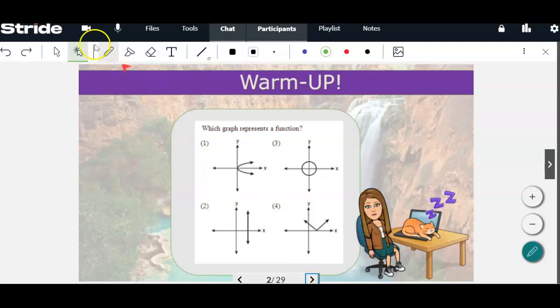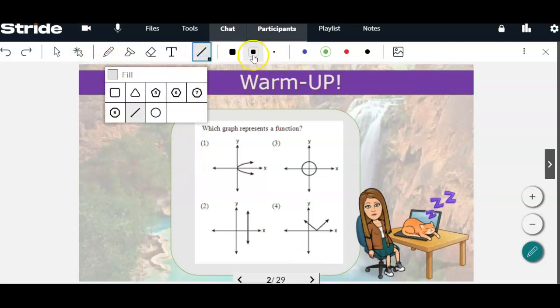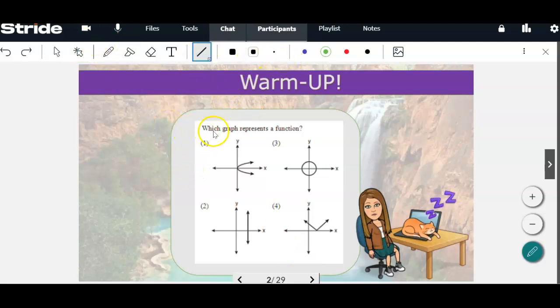So remember, when you have a graph, you're going to do a vertical line test. So we're going to draw a line here, straight as possible, and we're going to go ahead and move it. If it touches in more than one spot, then that's not a function because this x value here has two different y values.